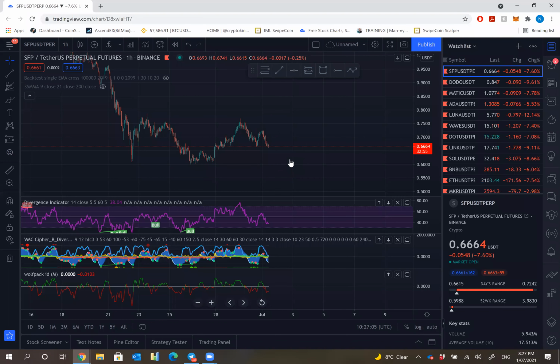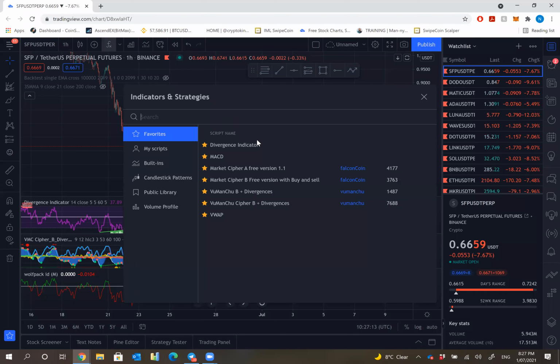Can't find those indicators in TradingView? No, you should be able to have it. So yeah, the VMC, you've got to type the whole name in. So if you guys actually want to take a screenshot or take a photo, those are the Market Cypher A and Market Cypher B. Don't use those ones. Sorry, I should unmark those.